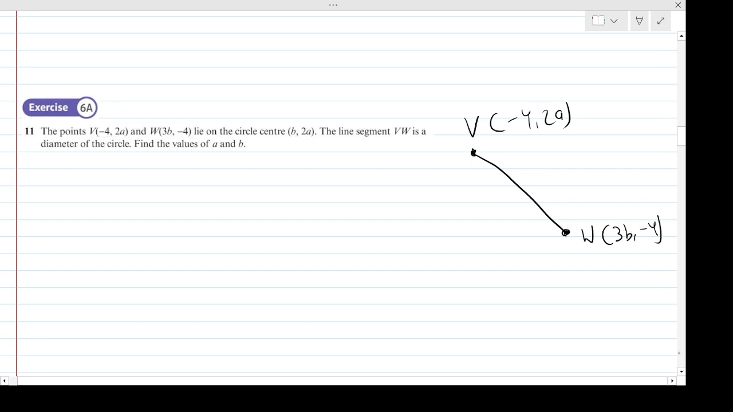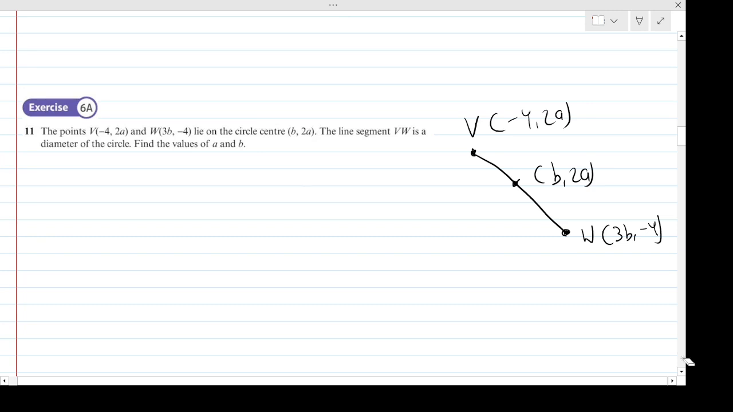It might not be exactly right. I'm not worried at this point about actually plotting the points accurately. Like, I'm not worried about where the x value would be. I'm just trying to draw a generic line. But it doesn't really matter. Okay, so we have that sort of sketch, and we also know that this is VW. The line is a diameter, so that means the midpoint again is the centre. So the midpoint here of this line is (b, 2a).